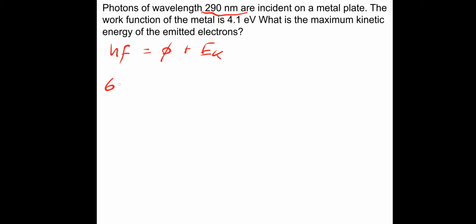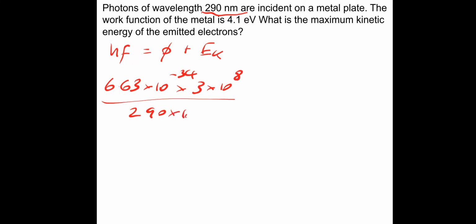So h is 6.63 times 10 to the minus 34, multiplied by the speed of light, 3 times 10 to the 8, divided by the wavelength of 290 times 10 to the minus 9. And then what we need to do is subtract the work function to give us the kinetic energy. So we're going to subtract the work function.